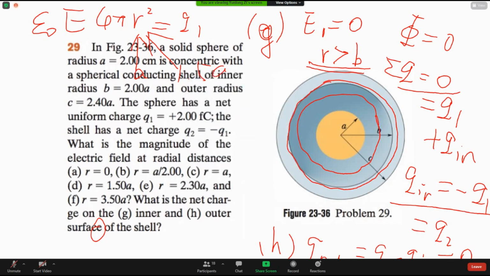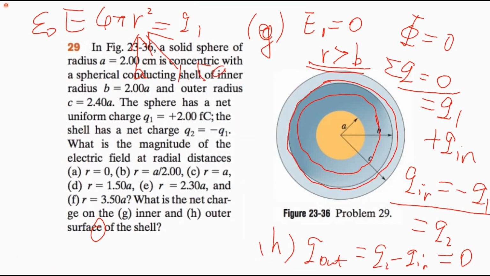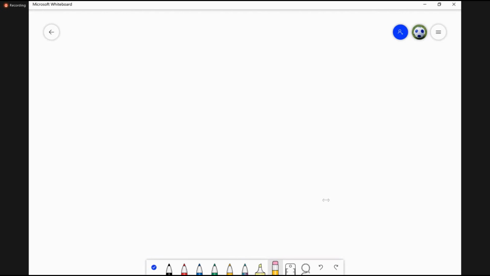Conducting. Okay. Probably I can make a. Okay, let me go to my whiteboard. Okay.